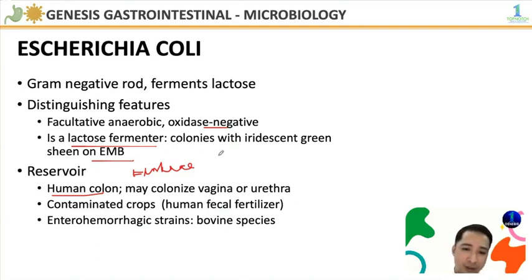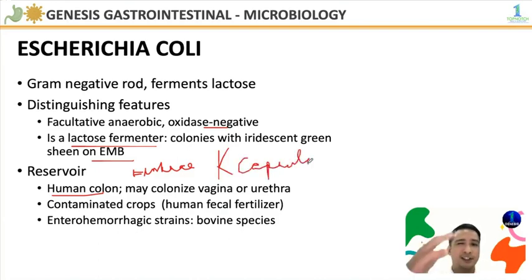The K capsule, if you can recall from microbio, is an extraintestinal virulence factor for E. coli. The K capsule is important for pneumonia and neonatal meningitis, and of course your LPS, all of the gram-negative microorganisms with LPS, your endotoxin, that is associated with septic shock. Right? They have LPS or lipopolysaccharide.